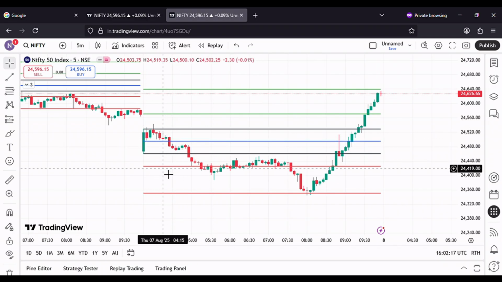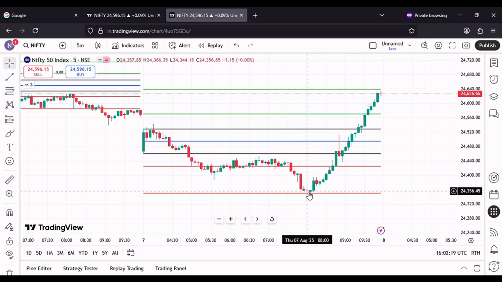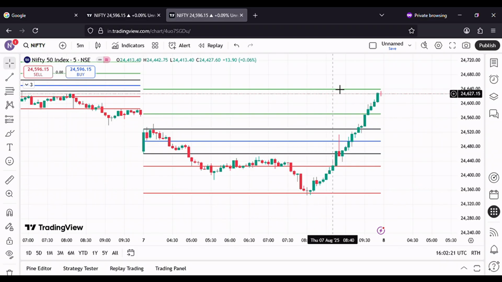And this is the Fibonacci's first level downwards. This is the second level. This is first level upwards. This green color is second level in upwards. See.